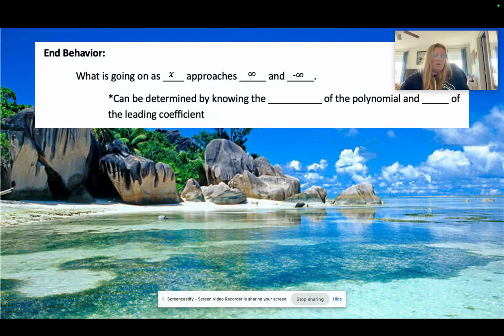How are those arrows? Are they pointing up? Or are they pointing down, or what? So you can actually tell me what the end behavior is of a graph. You can actually form a picture of the graph just from knowing its degree and the sign of the leading coefficient. If you have that information, then you can predict what the picture is going to look like, and thus you'll know the end behavior.